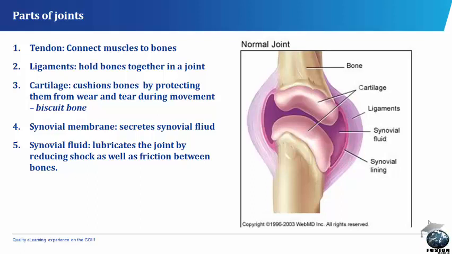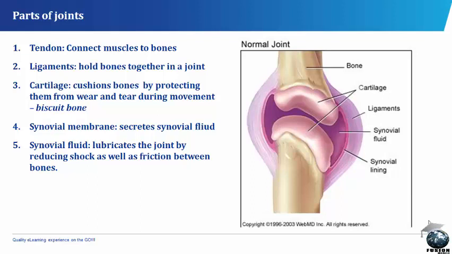1. Tendon. The tendon connects muscles to tissues. They are extensions of connective tissues which surround the muscles. They transmit the pull of muscle to bones. They are non-elastic. This differentiates them from ligaments.